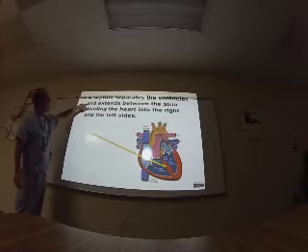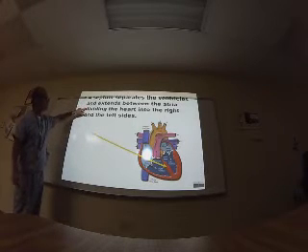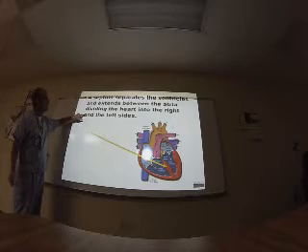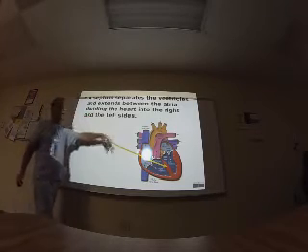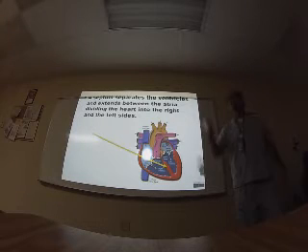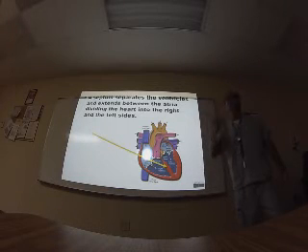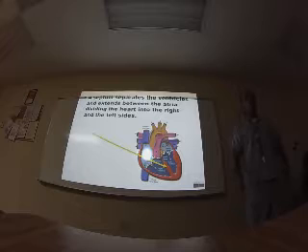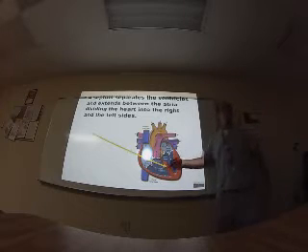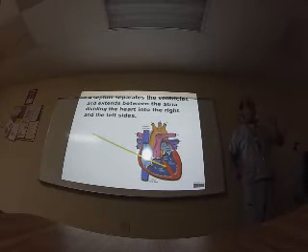A septum separates the ventricles and extends between the atria, dividing the heart into the right and left side. Right and left side. This is very important, the septum. This is the most common congenital heart disease: interventricular communication. This is the most common. Some people have it and don't know.